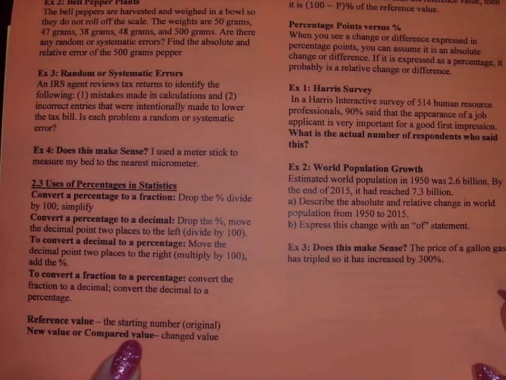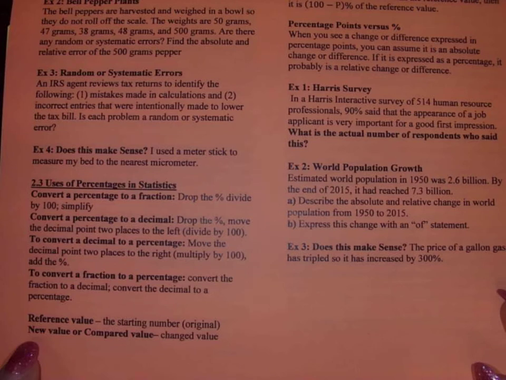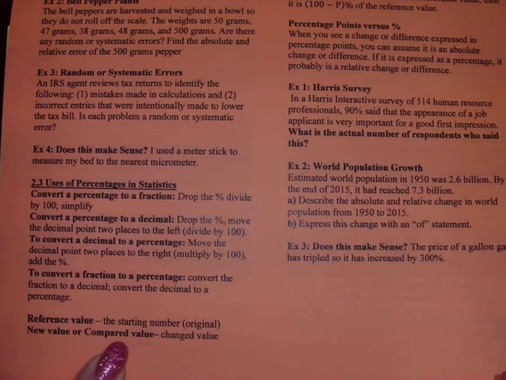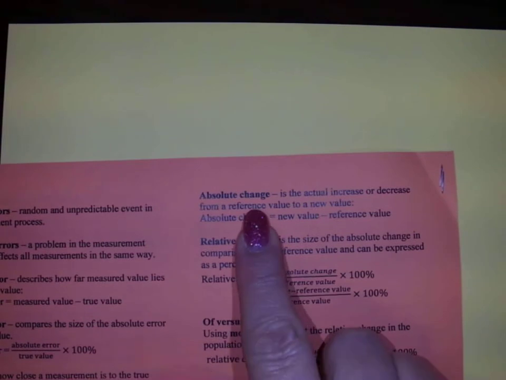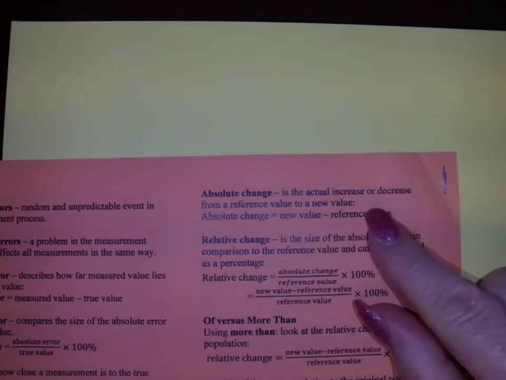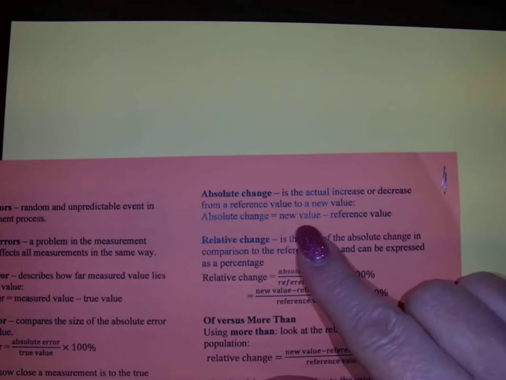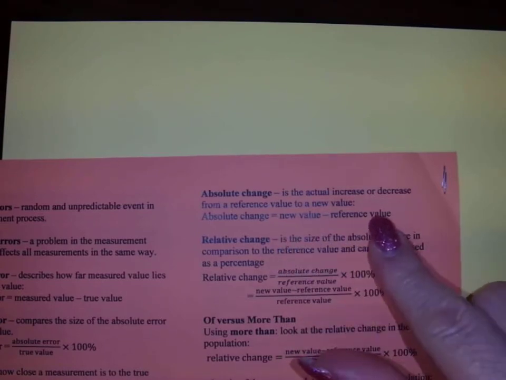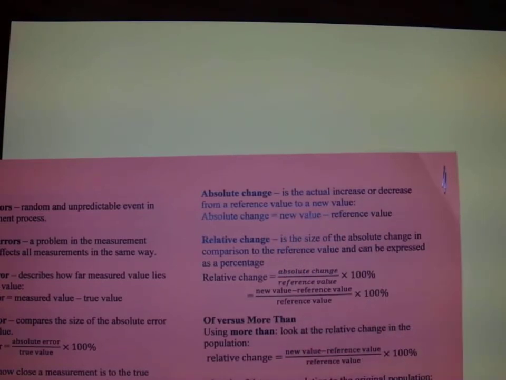So we've also got things that are called reference value. That's your starting number, the original. And the new value or compared value, that's the changed value. We have absolute change, which is the actual increase or decrease from a reference value to a new value. And it'll be the new value minus the reference value. That's the amount that it changes.